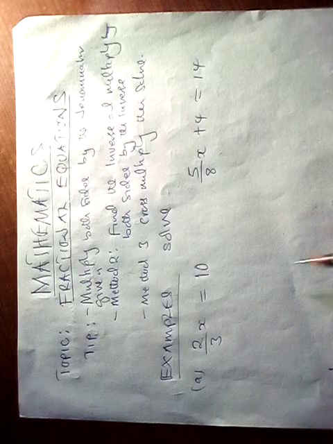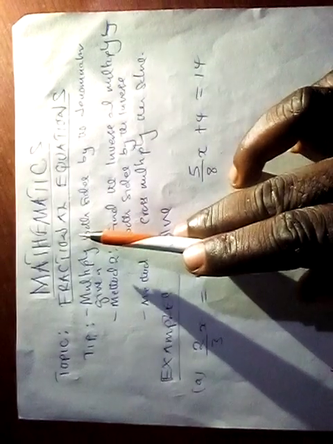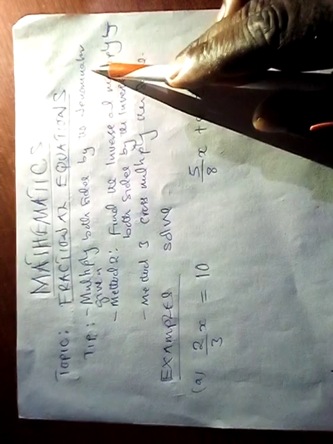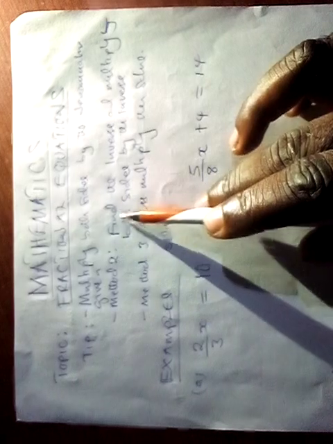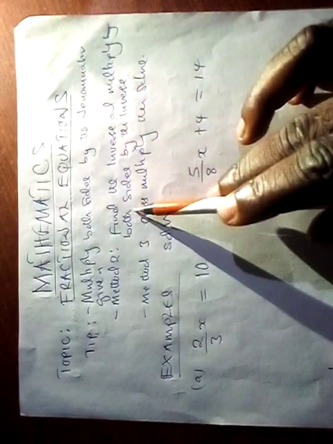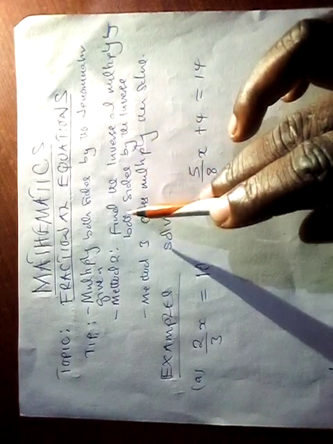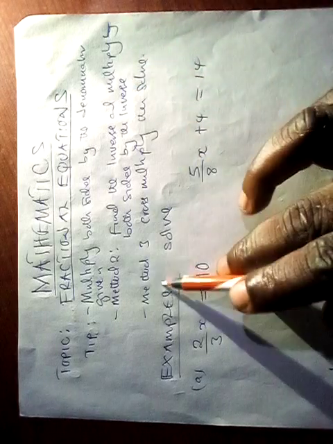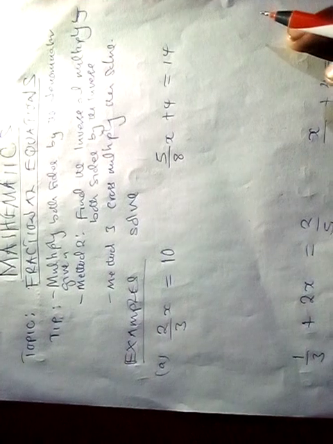Tip number one, you can solve fractional equations, or equations involving fractions, by multiplying both sides by the denominator that you see or that is given. Method 2, we can find the inverse and multiply on both sides, that is, we multiply values on both sides by the inverse, which is called the reciprocal. Then method 3, you can solve this by cross multiplication. I'll show you all the three methods, so pay particular attention.